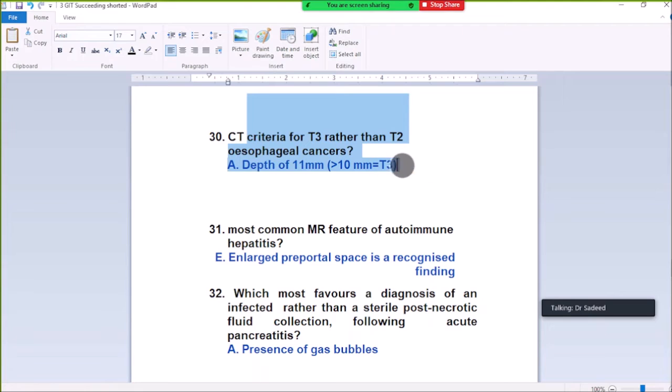Question 30. CT criteria for T3 rather than T2 esophageal cancer is depth of 11 mm. Greater than 10 mm is T3. So if the depth of the esophageal cancer is 11 mm, then it is T3. Greater than 10 mm, T3.